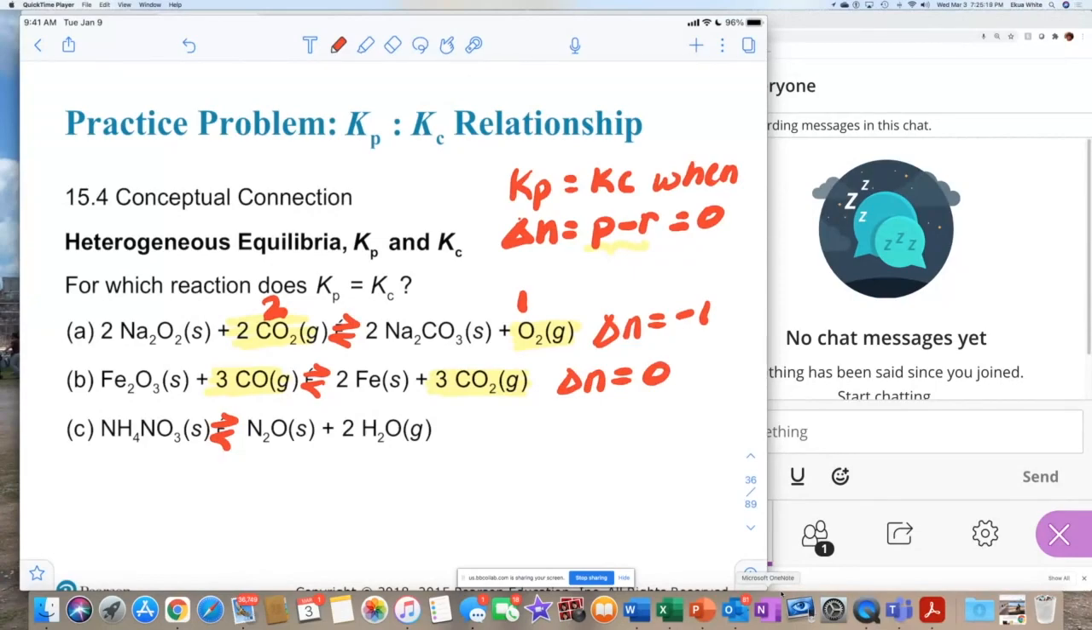Since we came this far, let's look at the last one. Here we got 2, and here we got nothing, right? So delta N here will be what? 2, because it's 2 minus 0, which is 2. So our correct answer is B. B is the scenario where the gas molecules on the product side are equal to the gas molecules on the reactant side. So therefore, delta N is equal to 0. Okay.